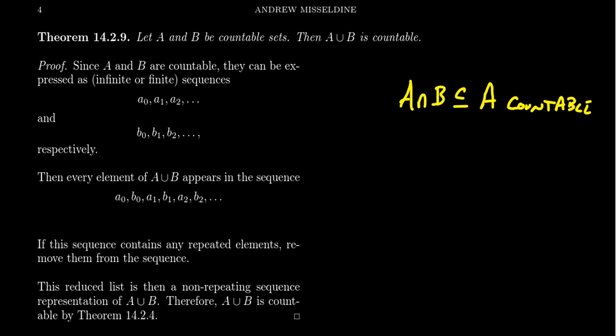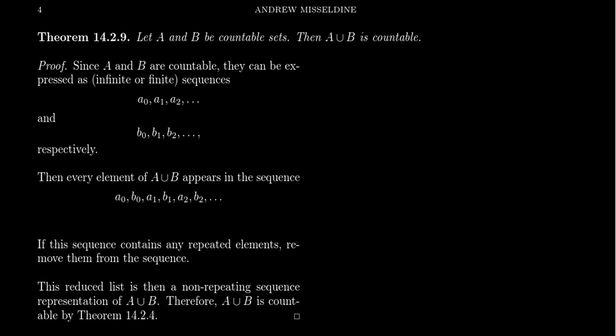Unions, on the other hand, are a little bit harder because you're getting something bigger. How do I know that bigger thing is still countable? What if you take two sets and make it so big that you can't count it anymore? Well, let's look at the proof of this. Suppose A and B are countable. Then our sets A and B can be expressed as sequences. Those sequences could be infinite or finite. I don't care. We get two sequences.